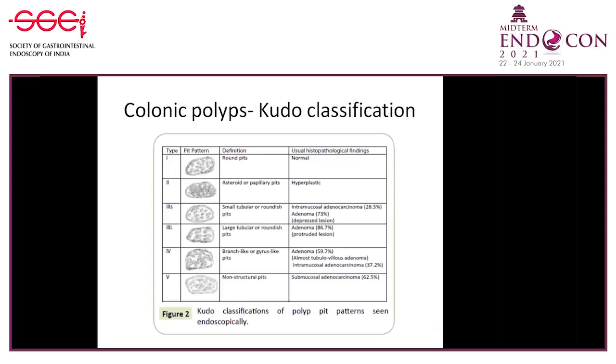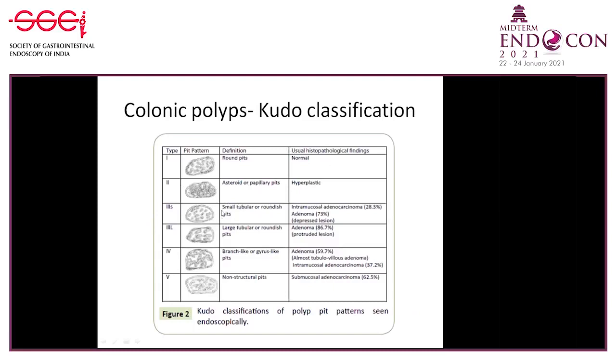Let's look at polyps. The Kudo classification is what we generally use, and it's very easy to use. We're going to first assess the polyp. Does it have a regular round pit pattern? Then it's probably just normal. Asteroid or papillary pits are probably hyperplastic. These two, you can safely do whatever you want.